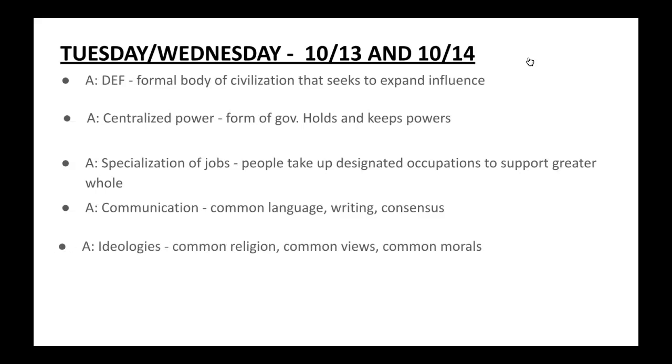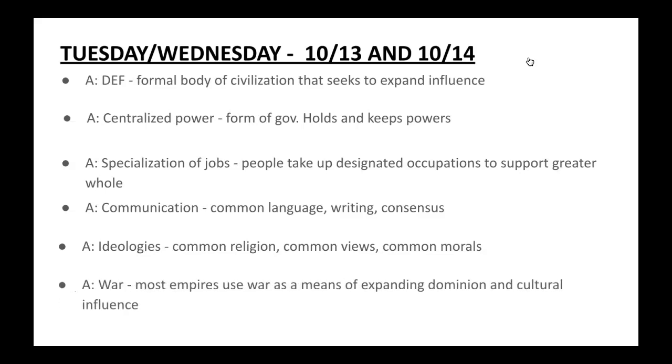Most successful empires also have common ideologies, which means a common religion or common views, and maybe common morals and values too. And down here at the very bottom, most empires rely off war because they use it as a means of expanding their control, their dominion, and their influence too. So these things are clearly important for successful empires to exist and persist.